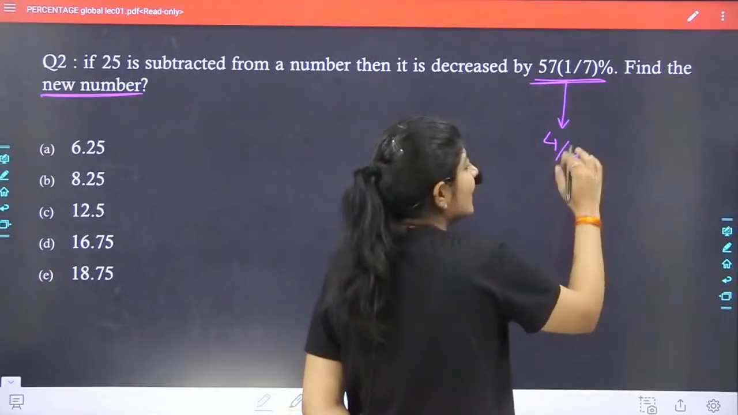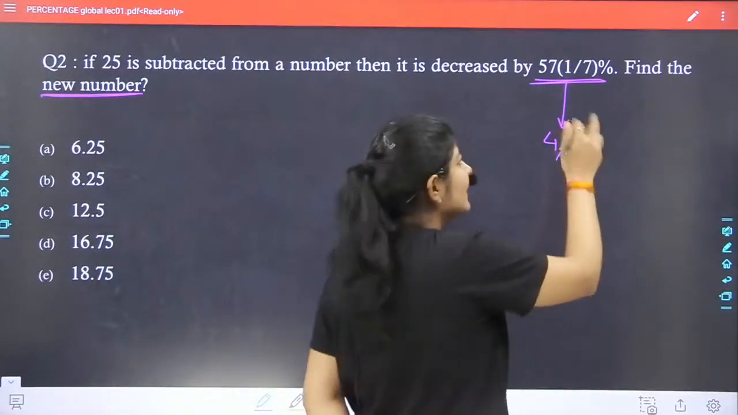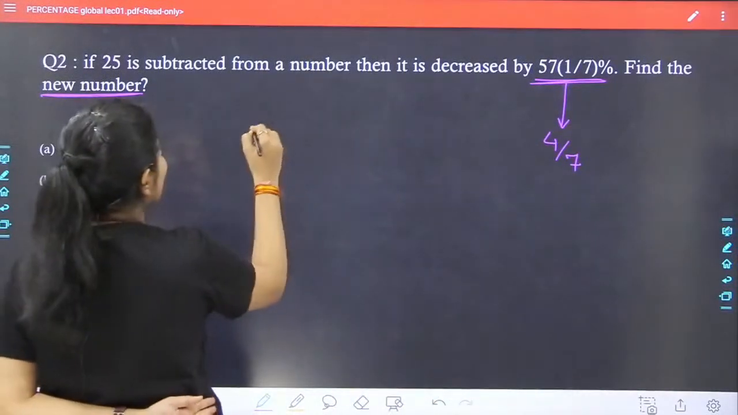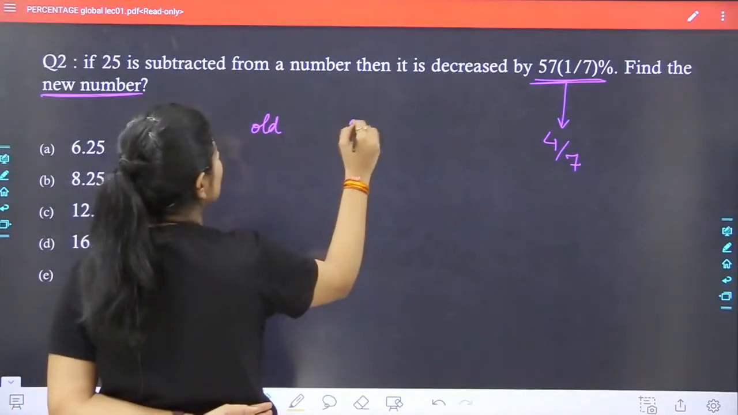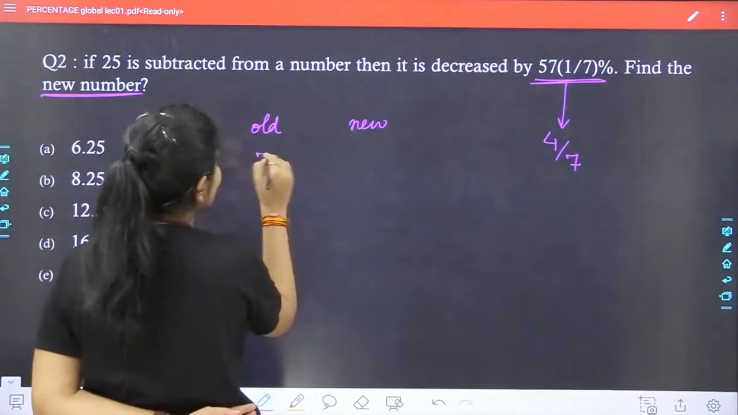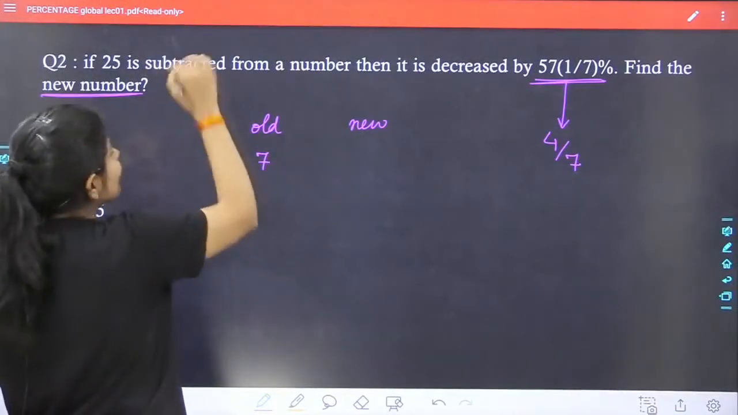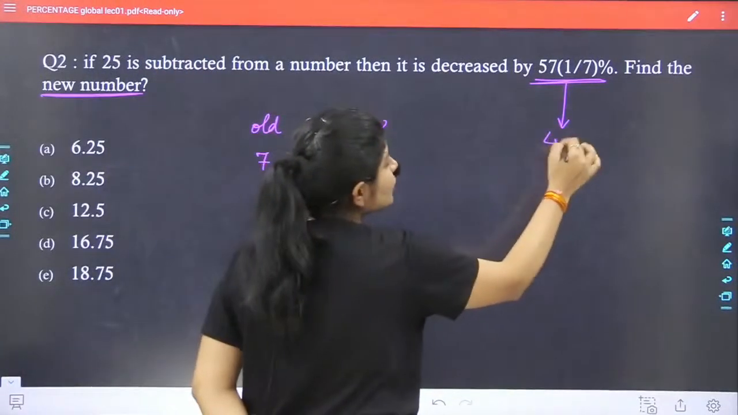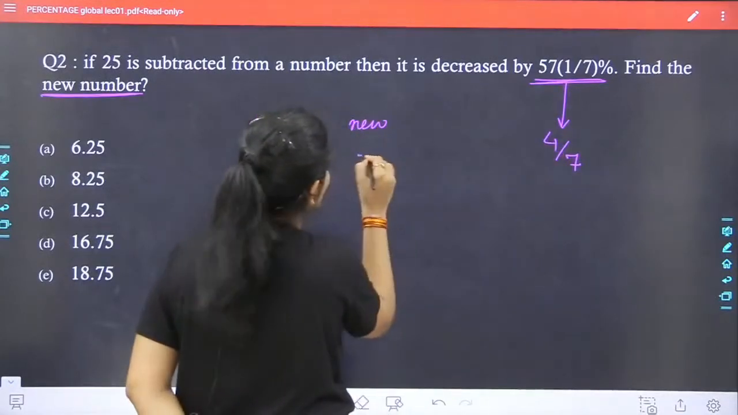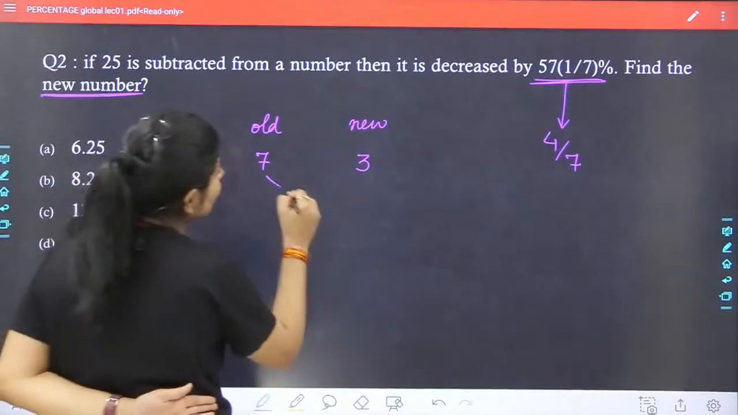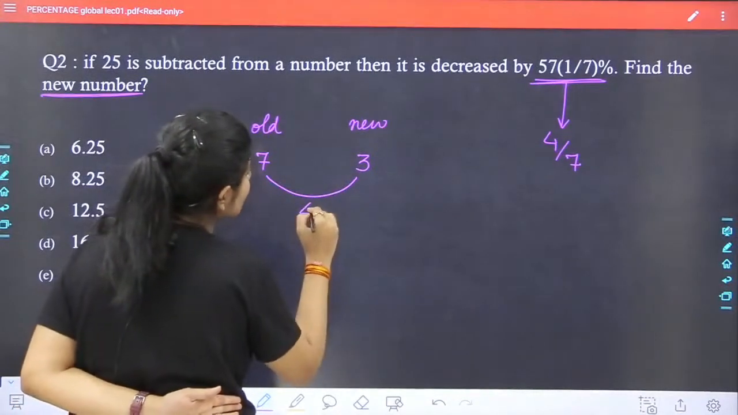If I am having 7 as my number, then there is a change of 4 in that, right? So if I write my old number and my new number, my old number is 7. Now what I did, I simply subtracted 4 from the 7. That means I'll get 3 as my answer, right? Now, there's a difference of 4.